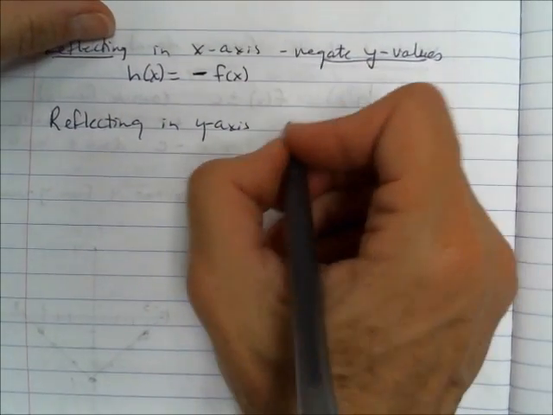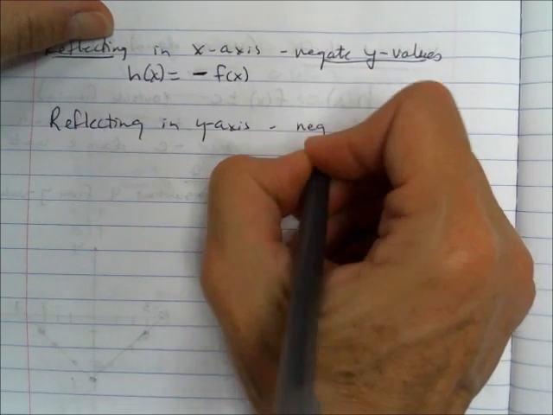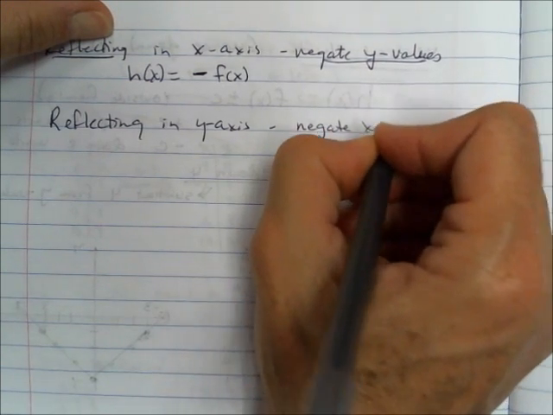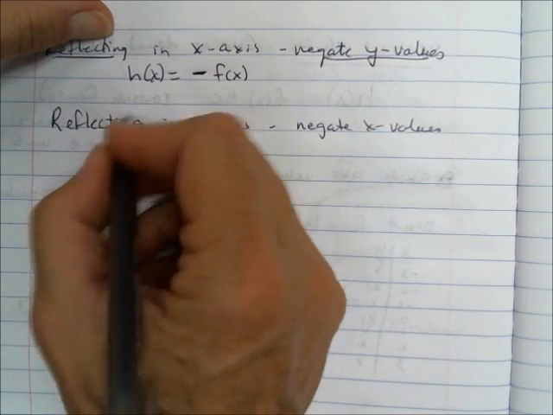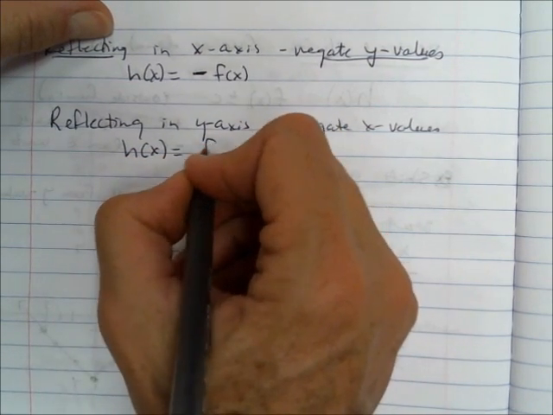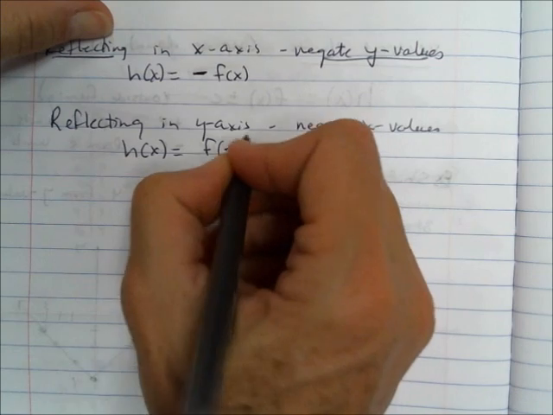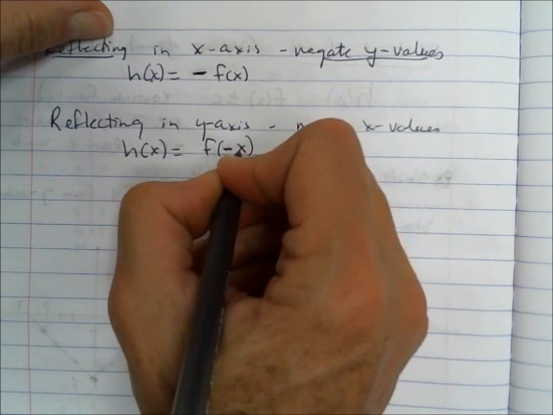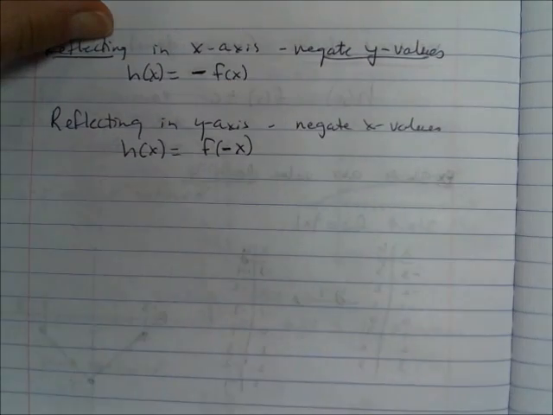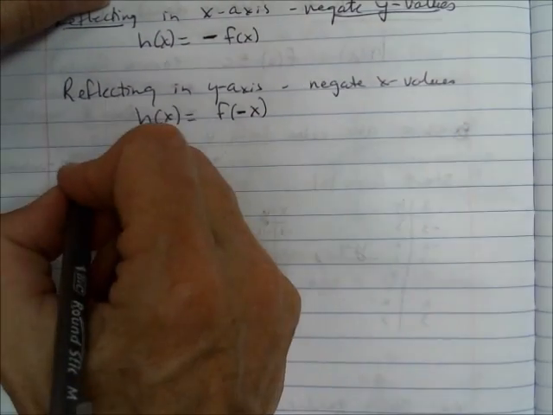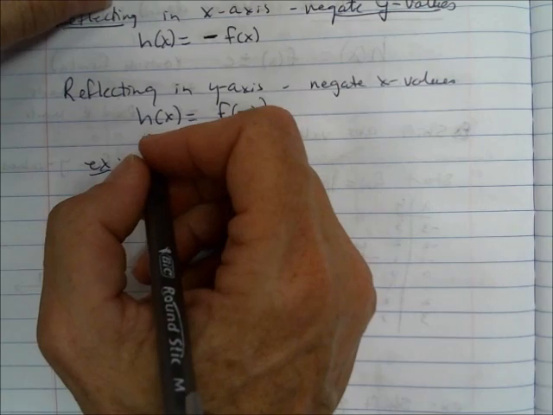If you're reflecting in the y-axis, though, when you reflect in the y-axis, what you do is you negate the x values. So this reflected graph is equal to f of negative x. Notice the negative goes inside parentheses because you're negating the x values, not the y values. So let's do a couple of examples, and then we'll be all done for today.